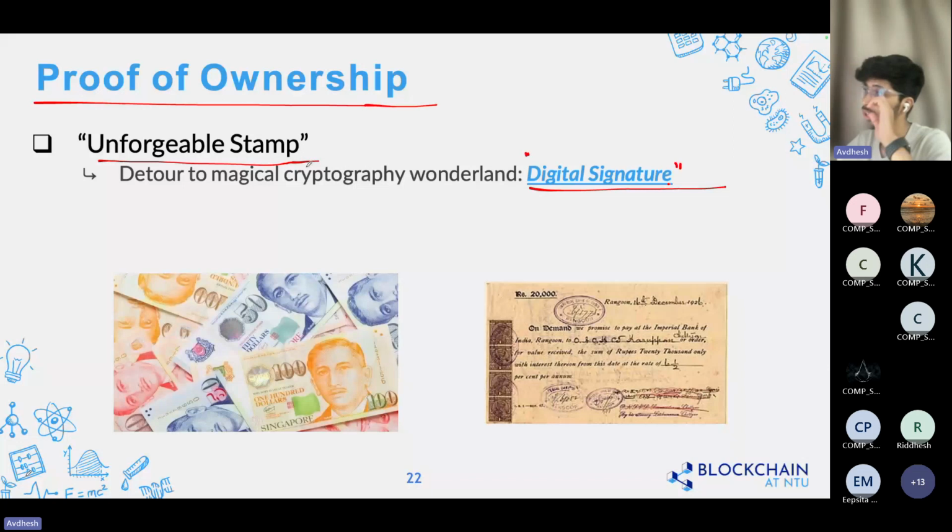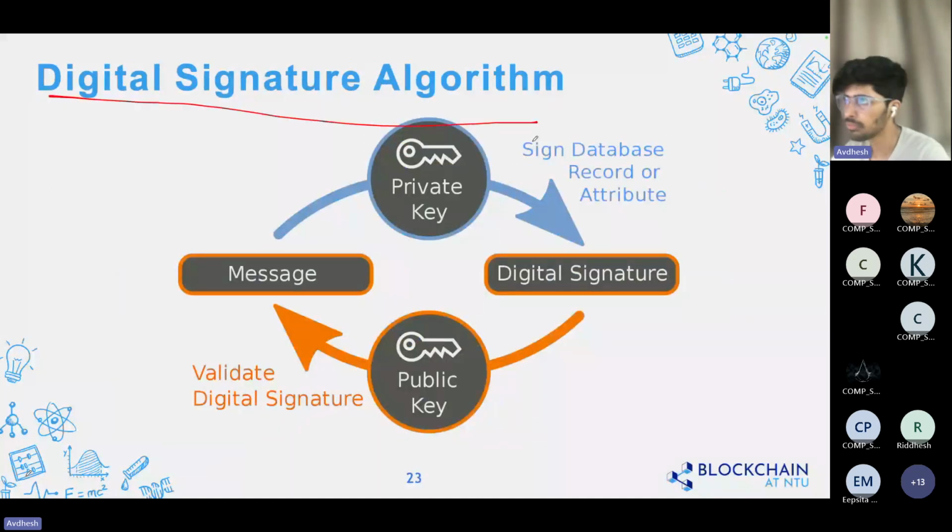That is called an unforgeable stamp, which means you cannot remove that digital stamp from the asset. Just like for a piece of land, the proof of ownership is via an agreement or an affidavit or a government document, the same applies to online assets with digital signatures. So what is a digital signature? We'll get to it. A digital signature is an algorithm where you have a message. The message can be anything, let's suppose a transaction.